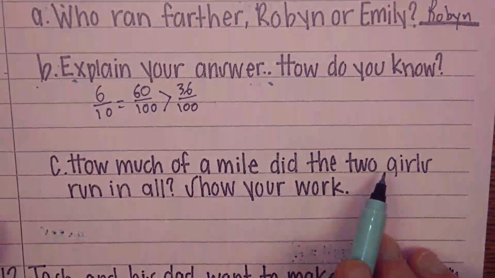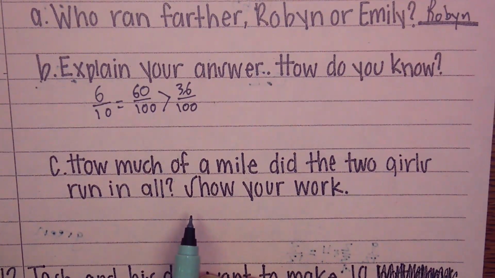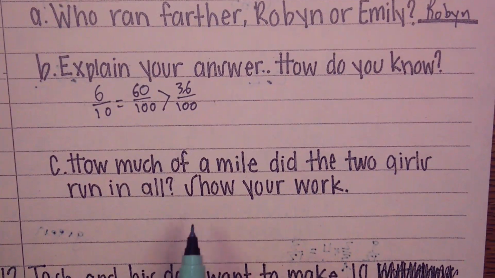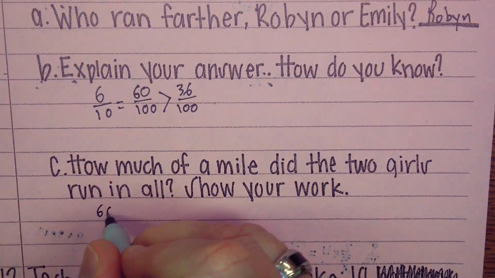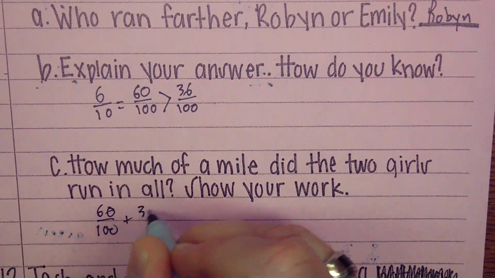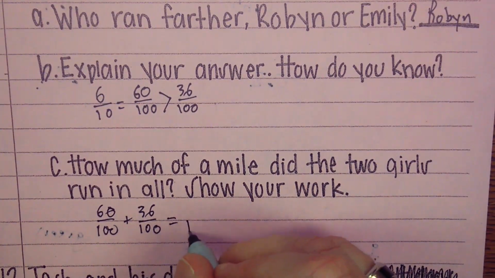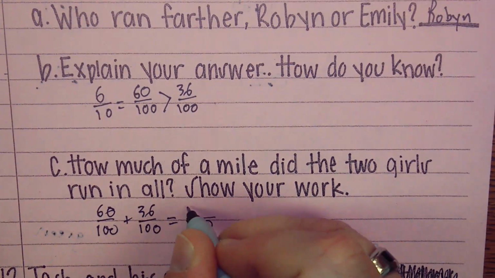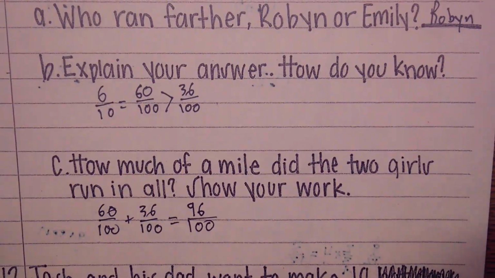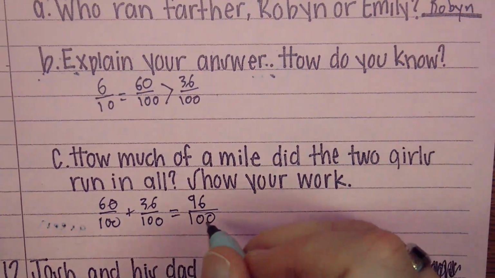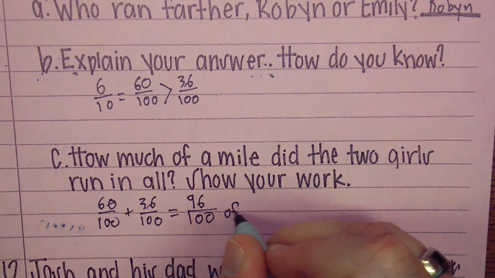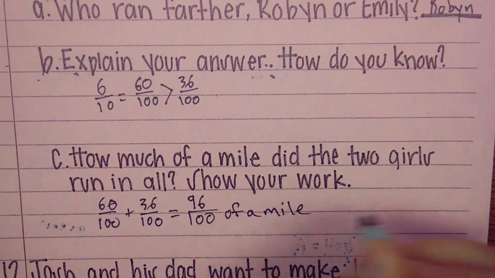How much of a mile did the 2 girls run in all? Oh, goodness. Well, if one of them ran 60/100 and the other ran 36/100, if I combine both of those top numbers, looks like I would have 96/100, almost a whole mile. 96/100 of a mile. Make sure you label it.